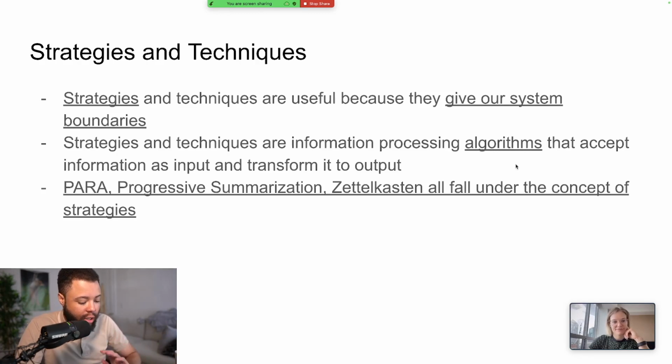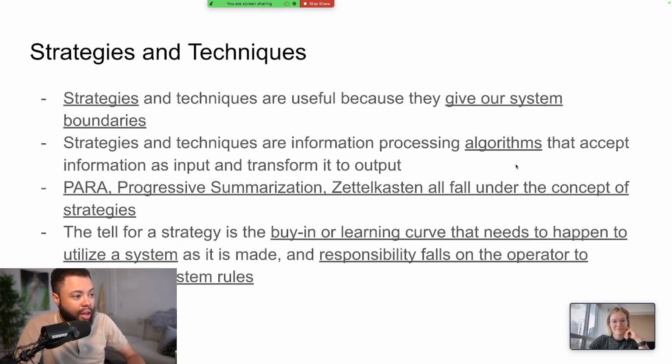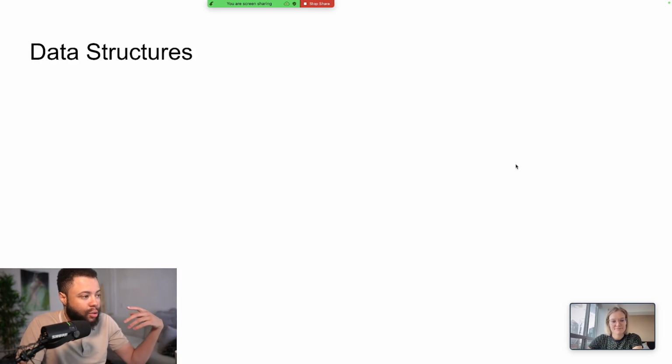And I'm not trying to say that these strategies aren't useful and they aren't impactful, but they do have pretty significant downsides. One main one being that they all require a buy-in or a learning curve in order to utilize the system as it's made. And the responsibility falls on the operator, whether that's human or computer, to be able to maintain those system rules over time and then teach them to the next generation too, for example, right? So there's this basically extra cost that's imposed every time that you want to add a new strategy to your system. And some strategies are better than others because A, they're easier to teach, but they're also easier to maintain over time.